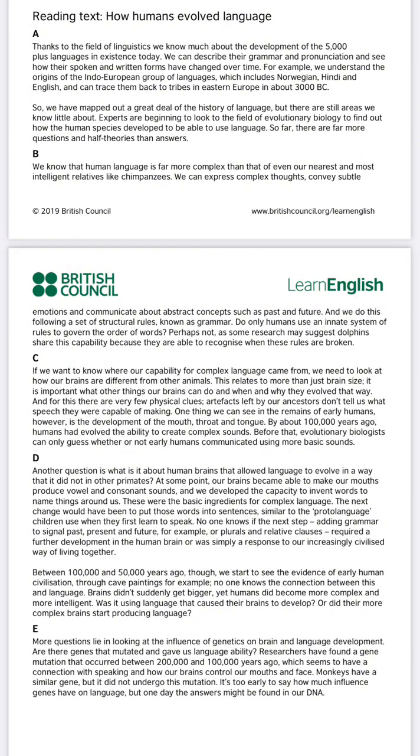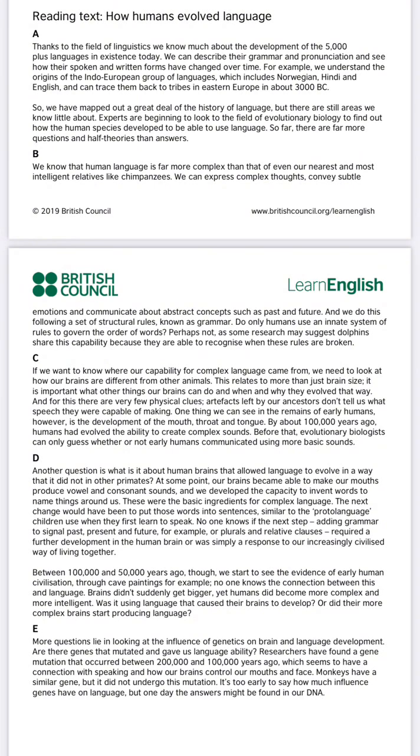But there are some areas we know little about. Experts are beginning to look to the field of evolutionary biology to find out how the human species developed to be able to use language. So far, there are far more questions and half theories than answers. We know human language is far more complex than that of even our nearest and most intelligent relatives like chimpanzees. We can express complex thoughts, convey subtle emotions, and communicate about abstract concepts such as past and future.